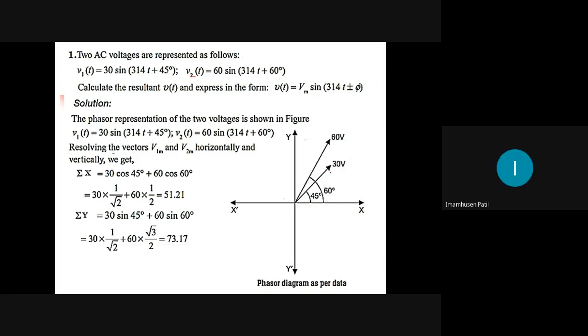After that, you have to resolve these vectors into horizontal and vertical components. What is the horizontal component of 30 volt? 30 cos 45 degrees. Yeah, correct. 30 cos 45 degrees. Vertical component?